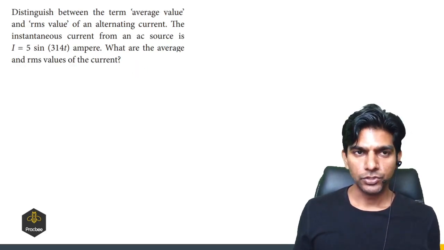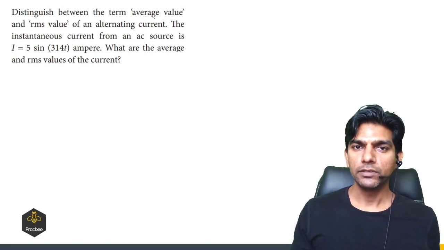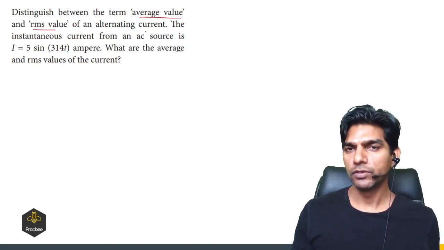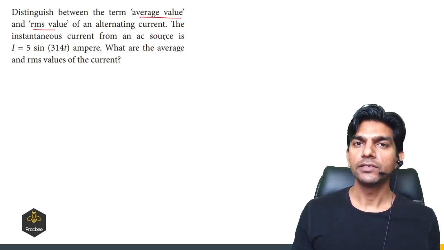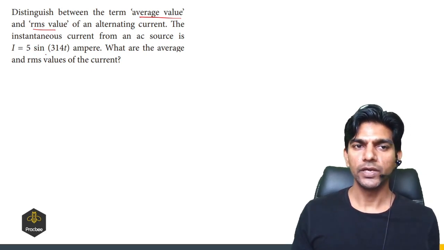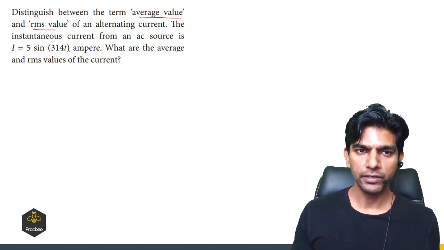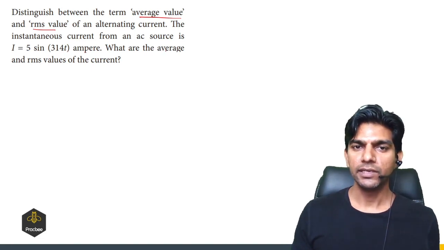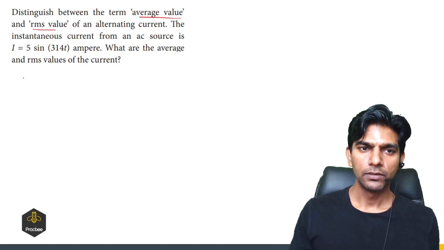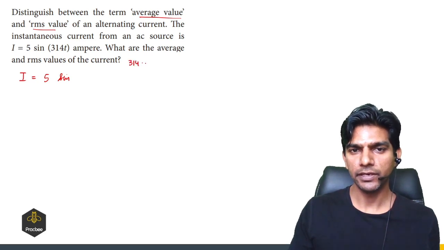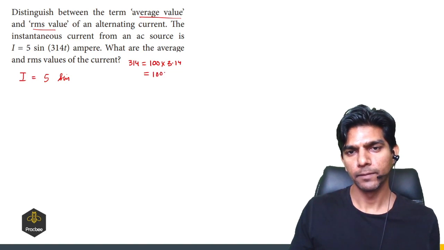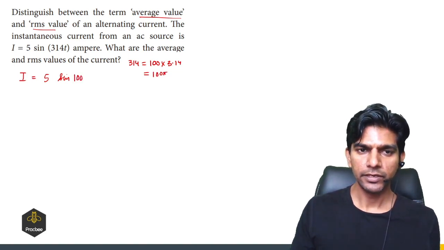Now let us see another question. Distinguish between the term average and the RMS of an alternating current that we have already discussed. The instantaneous current from an AC source is I equals 5 sine 314t ampere. What is the average and the RMS value? Okay, so we have I as 5 sine, and this 314 I can write as 100 times 3.14, which is 100 pi, right? So 100 pi t.